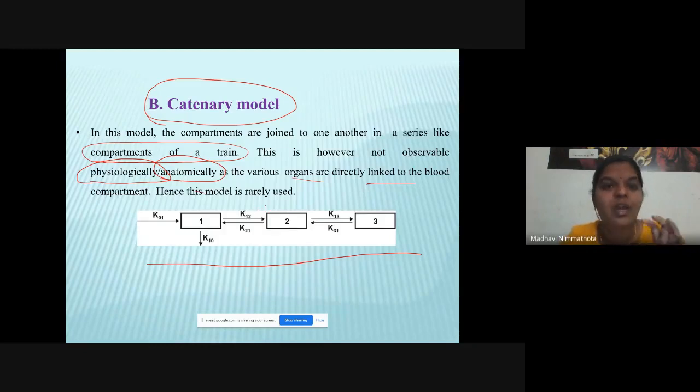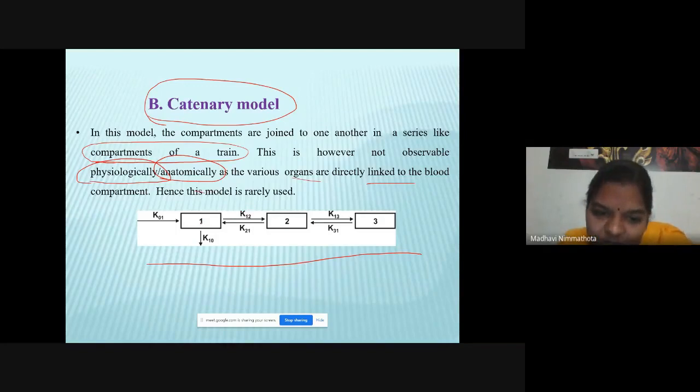Why? Because in the quaternary model, the compartments will be joined in a series. So we cannot be sure that the various organs present in our body will be arranged in a serial manner. Either it may be parallel also. So that's why this is a rarely used model.